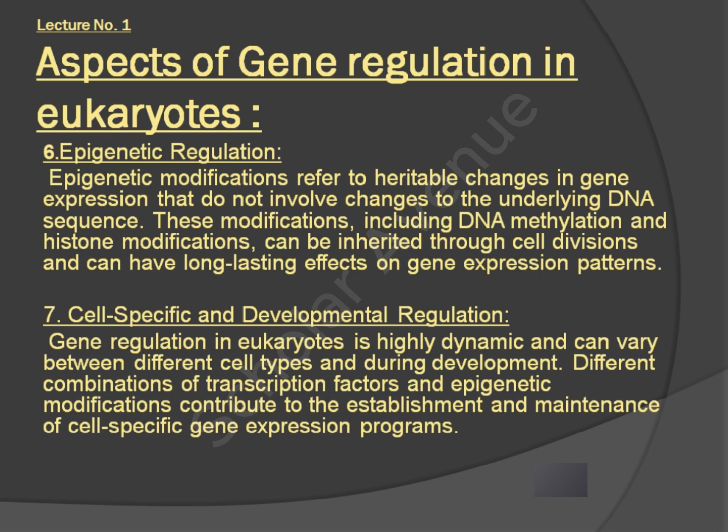Overall, gene regulation in eukaryotes is a complex and tightly regulated process that involves multiple levels of control to ensure precise and coordinated gene expression patterns in different cells and tissues.